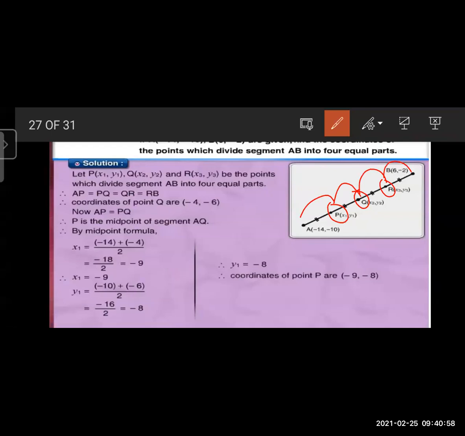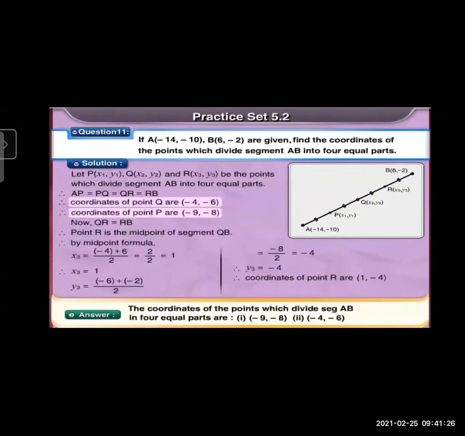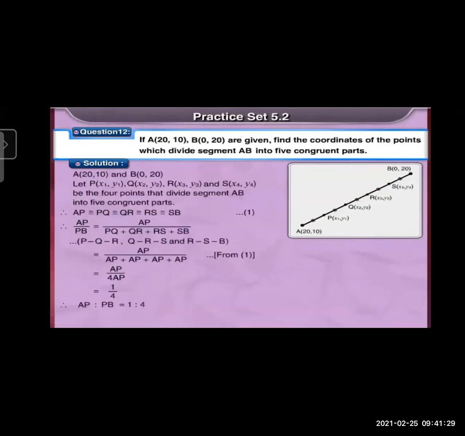Clear? Then this Q is the midpoint of AB. So by the midpoint formula, easily you get the coordinates of Q. Simple. Then we say that point P is the midpoint of AQ. Again, use the midpoint formula, you get the coordinates of P. R is the midpoint of QB. Again, you can get the coordinates of R. So in this question, you apply the midpoint formula 3 times. Clear? And the last question: A coordinates given, B given, find the points dividing into 5 congruent parts.